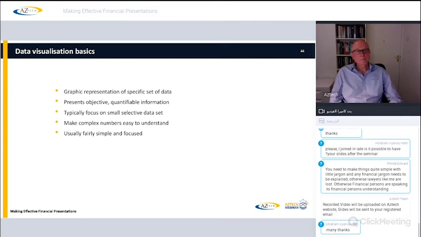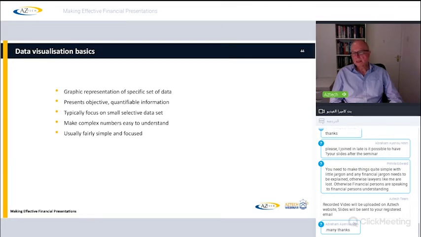But what is data visualization? It tells you what it is on that slide. It's a graphic representation of a specific set of data. A good visualization will present objective and quantifiable information. Typically, it will focus on a small, selective data set. This is particularly important when you're dealing with non-financial managers, is not to try and present too much information in one report. That's a common mistake.